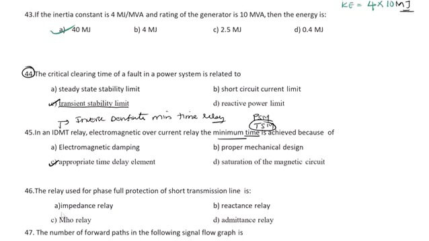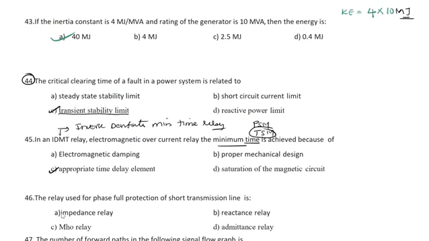Okay, next one. The relay used for full protection of short transmission lines. Okay, now guess the answer. The answer is: reactance relay is used for short transmission lines, impedance relay for medium transmission lines, and the Mho relay is for long transmission lines. Okay, so I hope you are getting the answer as B for this question. And suppose if the same question is asked, the relay used for the full protection of short transmission lines is the reactance relay.